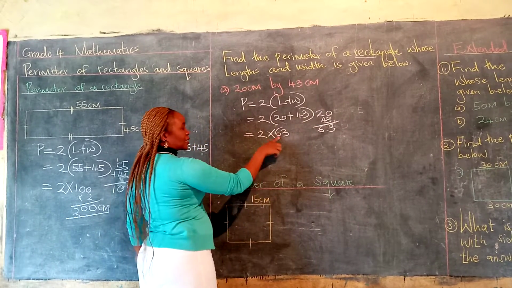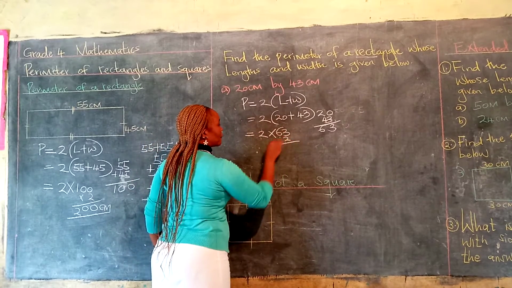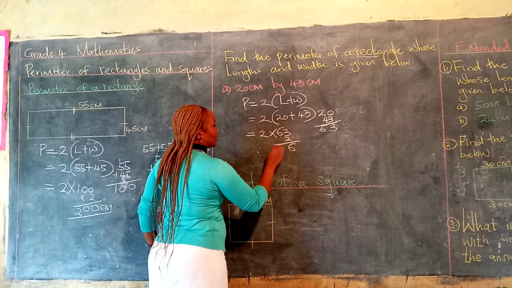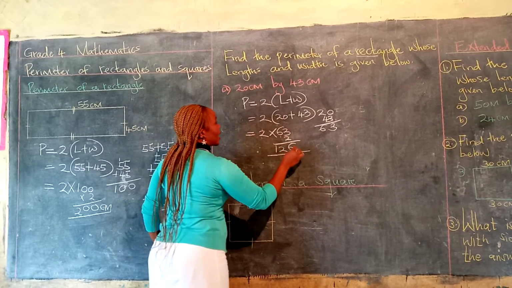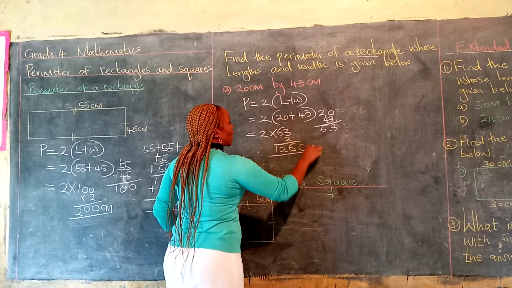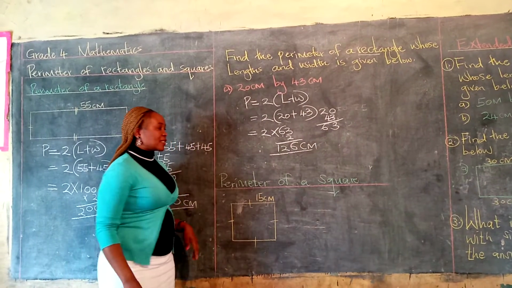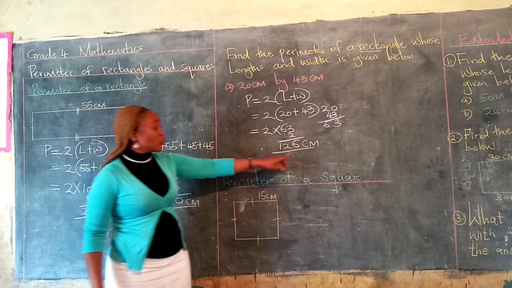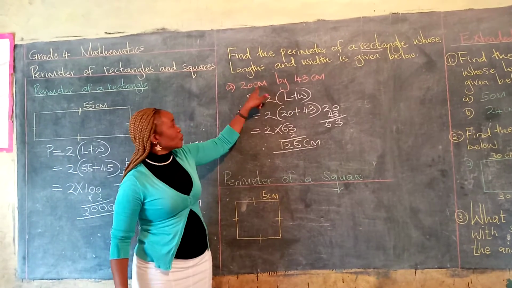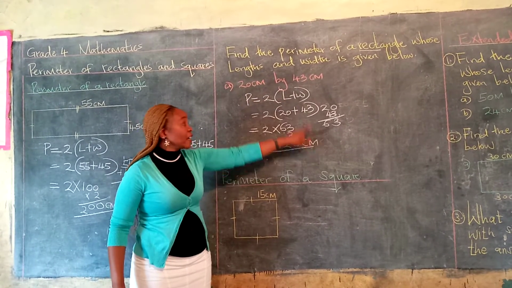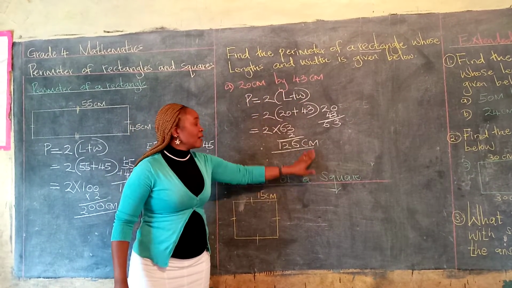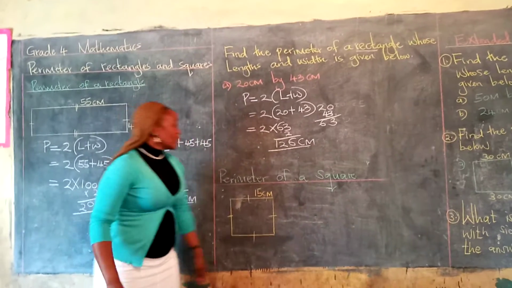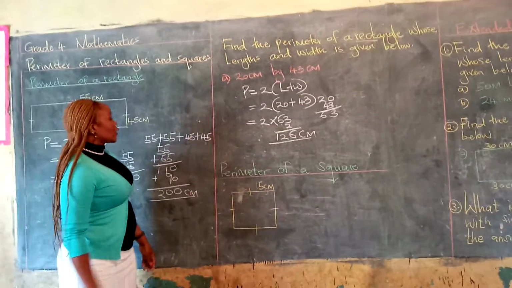So you say 63 times 2. 2 times 3 is 6, 2 times 6 we have 12. So our answer is 126 centimeter. You have to look at the units. If the question is centimeter, you write centimeter. If you are given meters there, you write meters there. So that's how we calculate the perimeter of a rectangle.